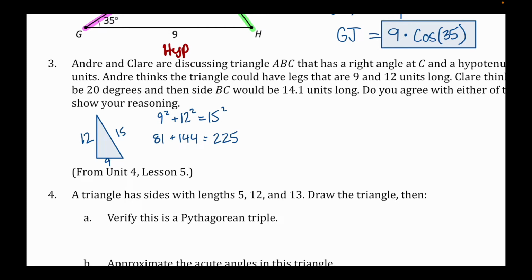Just to double check myself, kind of actually off screen, just check this on a calculator because sometimes I make silly mistakes. 81 plus 144, yep, 225. It does work. I didn't want to be like one off and then thinking that this was a multiple when it wasn't. So I do agree with Andre that it could be a right triangle.